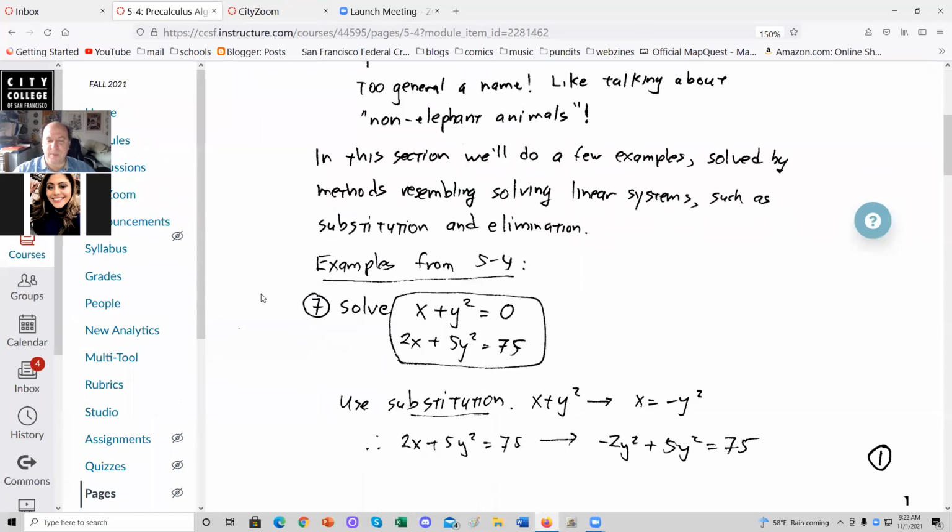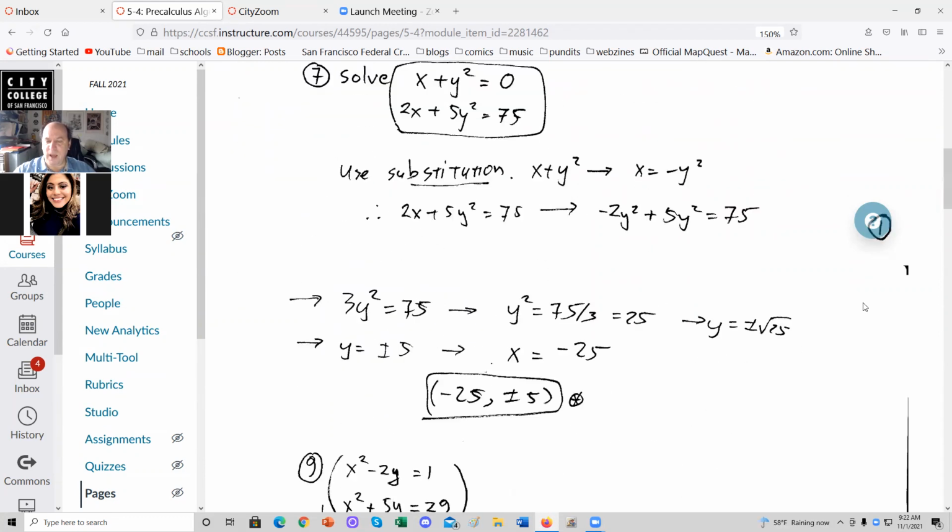So for example, x plus y squared equals 0 and 2x plus 5y squared equals 75. This is one which we can use substitution for, because x plus y squared is 0, therefore x equals negative y squared. Then we can substitute into here. So 2x plus 5y squared equals 75 means that this is negative 2y squared, then the plus 5y squared equals 75. So 3y squared equals 75.